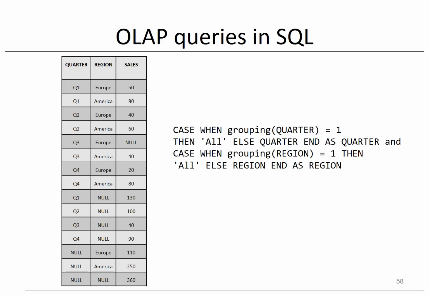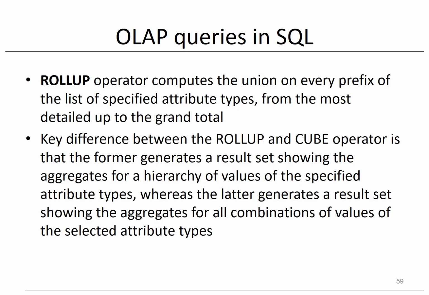Remark that besides sum, also other SQL aggregator functions such as min, max, count, and average can be used in the select statement. The rollup operator computes the union on every prefix of the list of specified attribute types from the most detailed up to the grand total. It is especially useful to generate reports containing both subtotals and totals.